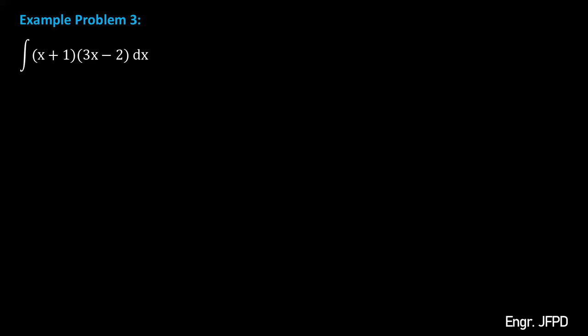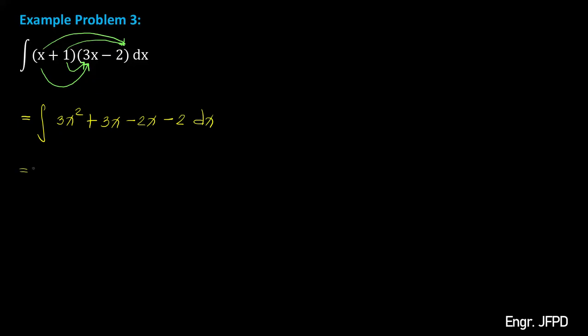To multiply them, just distribute this x plus 1 to the 3x: multiply x with the 3x, multiply 1 with the 3x, then multiply the x with the negative 2, and multiply this 1 with the negative 2. And this is now the same as taking the integral of x multiplied by 3x, which is 3x squared; 1 multiplied by 3x is plus 3x; then x multiplied by negative 2 is negative 2x; 1 multiplied by negative 2 is minus 2 dx.